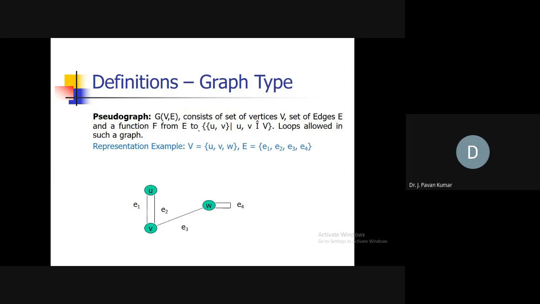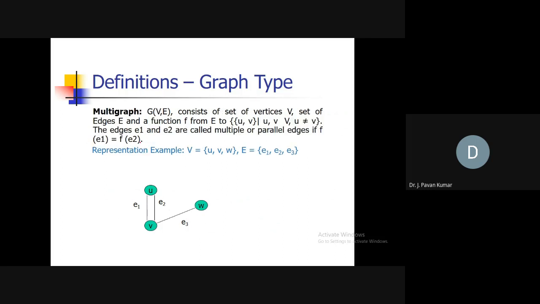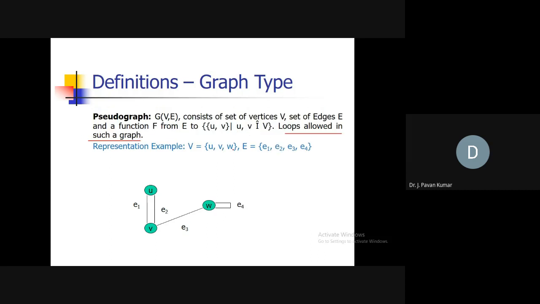Next, pseudograph. I think we have seen this, or not. I don't remember. Did I explain what is meant by pseudograph? Yes or no? Okay. So what is a pseudograph? It consists of multiple edges, but loops are also allowed. In addition to the multigraph, in a pseudograph loops, that is self loops, are also allowed. That's it. If you don't have these loops and multiple edges, then it is considered a simple graph.